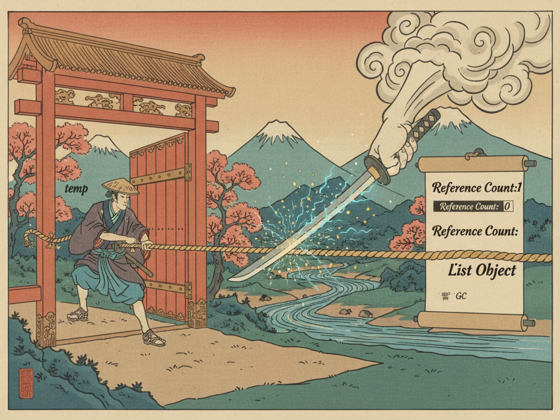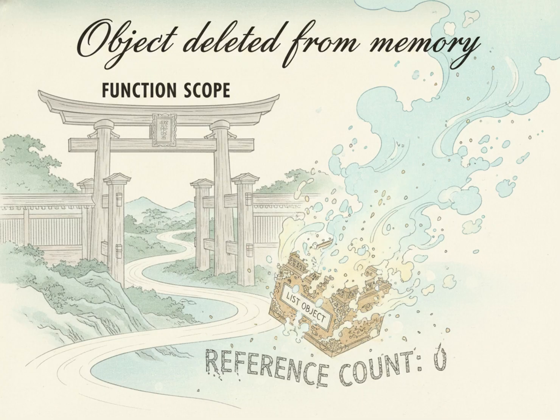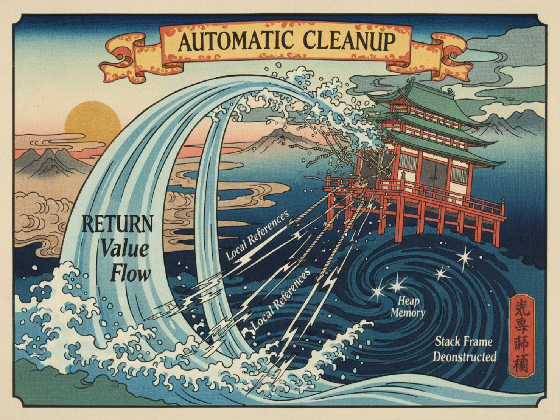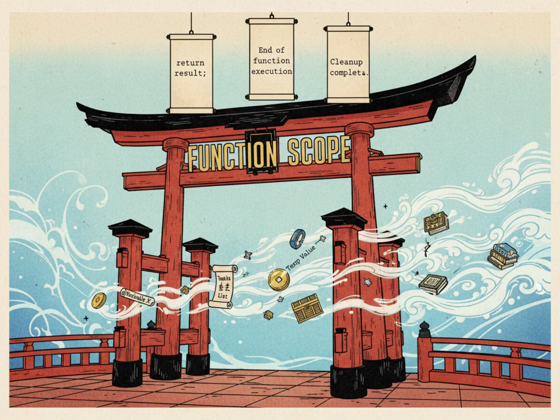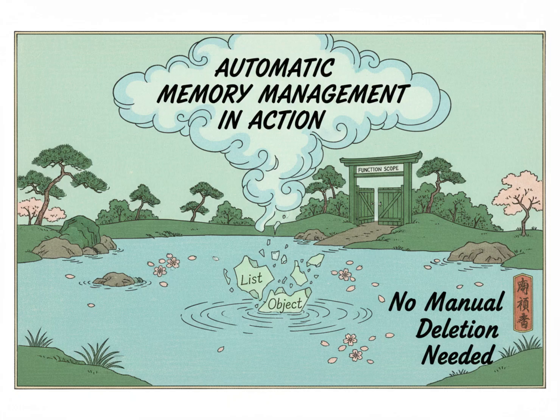Python automatically decrements the reference count. Since temp was the only reference to that list object, the count drops to 0 and the object is deleted from memory. This happens automatically. You don't need to manually delete variables. When a function returns, all its local variables are cleaned up. This is Python's automatic memory management in action.